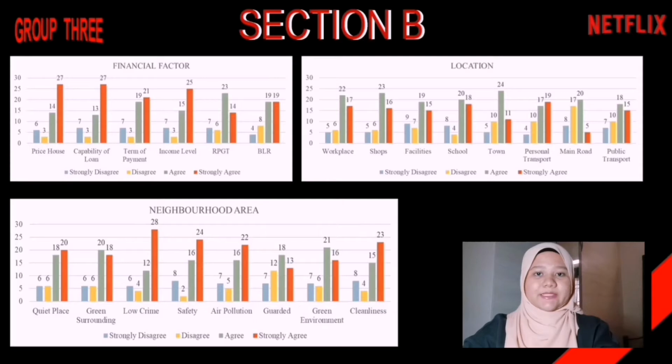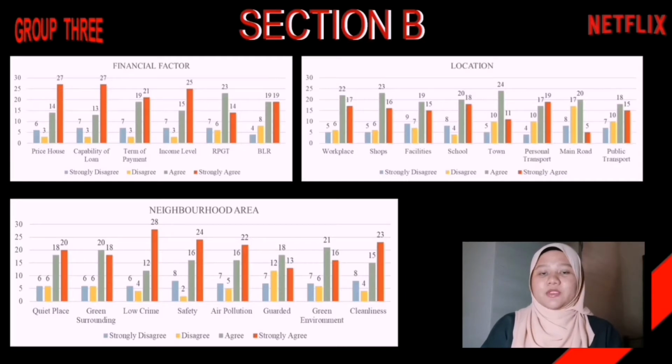As we can see on this slide, the first graph is about financial factors. Most respondents strongly agree that they will consider the price of the house, capability of the loan, and income level when buying a residential property. This shows that these factors greatly affect respondents before they decide to buy a property. It is because they have to buy a house based on their income level so that their loan will be easily approved by the bank.